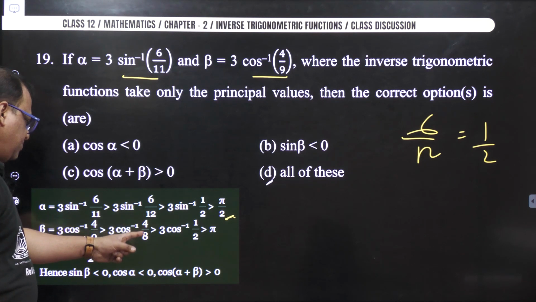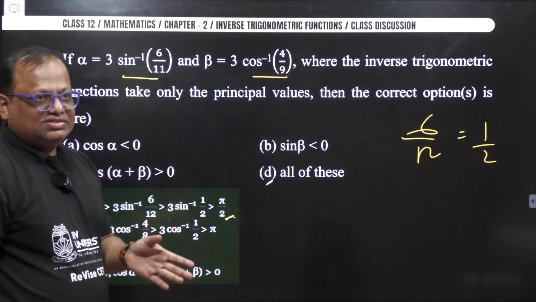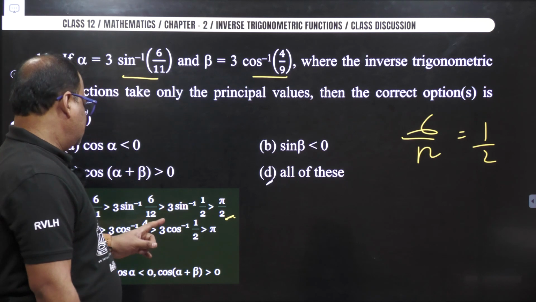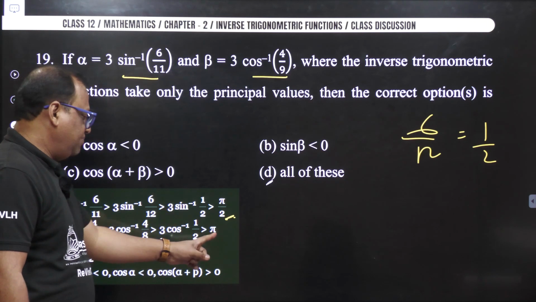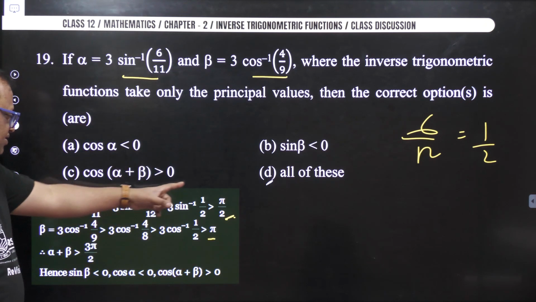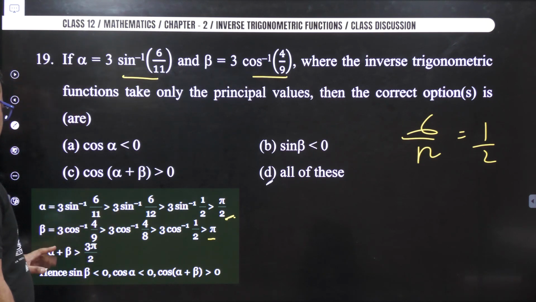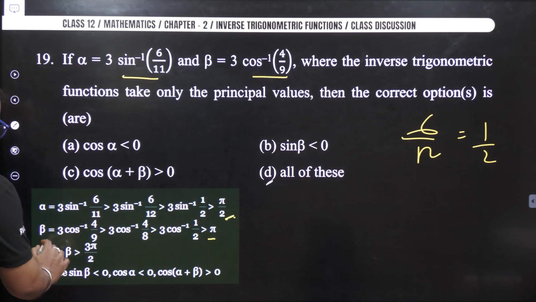So 4 by 8 is nothing but 1 by 2. So cos inverse of half is 60 degree. So 60 into 3 is 180 degree, pi. So alpha plus beta is greater than 3 pi by 2. Alpha plus beta is greater than 3 pi by 2.